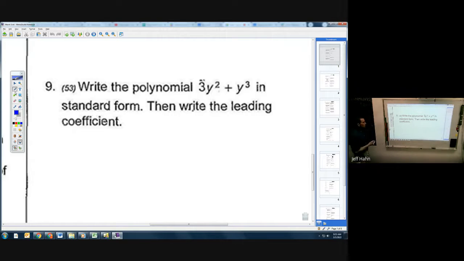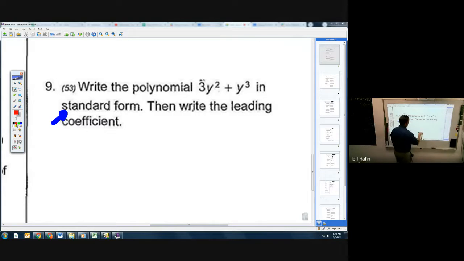Standard form. I'm pretty sure we talked about this. When you write down a polynomial, something with many terms, standard form simply means that you write it in descending order of exponents. Actually, it's in descending order of what do we call that? What was it when we added up the exponents and what was it called?